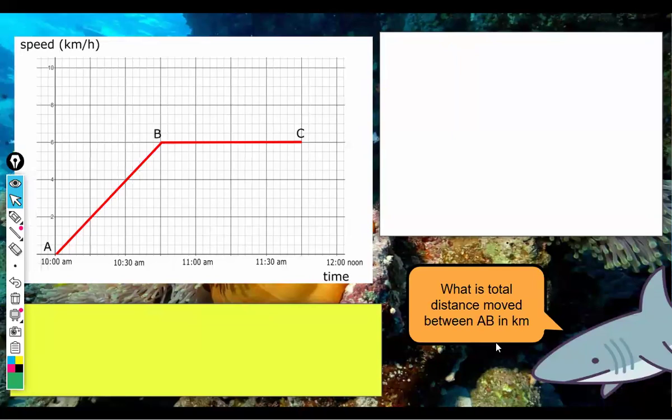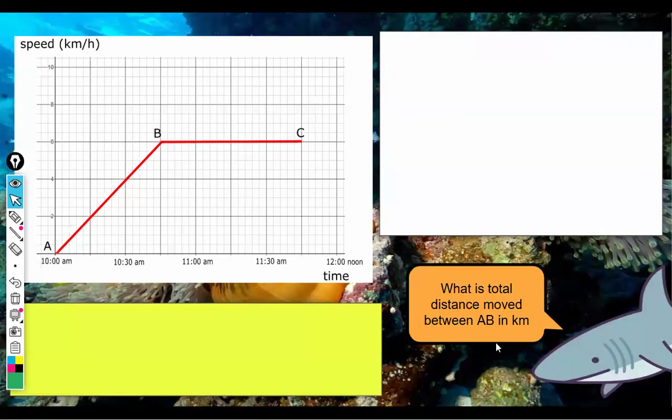All right, how about this one here? What is the total distance moved between A and B in kilometers? Now check, this is actually an easier question than you think, right? The speed is in kilometers per hour. Make sure when you're calculating the times, you also use hours. How do you find the distance in a speed-time graph? Well, that's easy. You find the area underneath the graph.